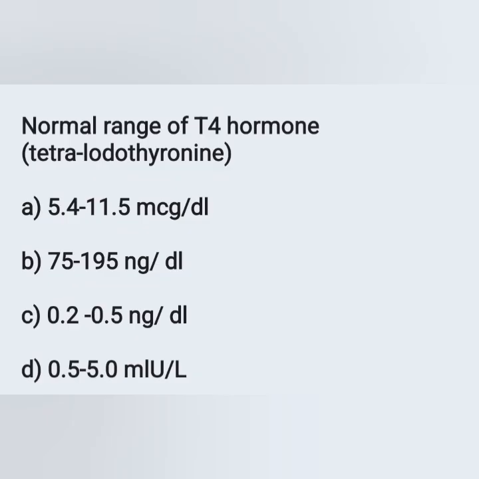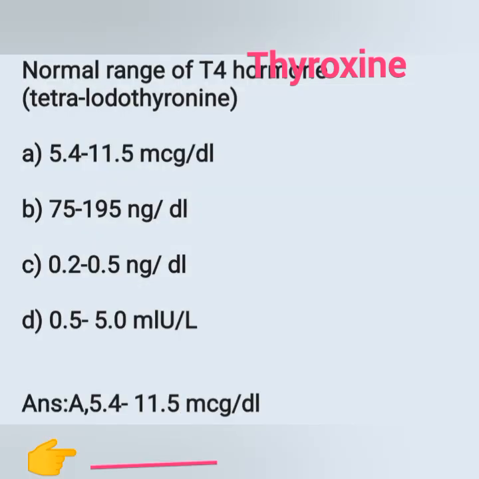Normal range of T4 hormone, T4 or tetraiodothyronine. Options: option A 5.4 to 11.5 microgram per deciliter, option B 75 to 195 nanogram per deciliter, option C 0.2 to 0.5 nanogram per deciliter, and option D 0.5 to 5 milli international unit per liter. T4 is thyroxine or tetraiodothyronine. Normal value is 5.4 to 11.5 microgram per deciliter. Option A is the correct answer. That is the normal range of T4.